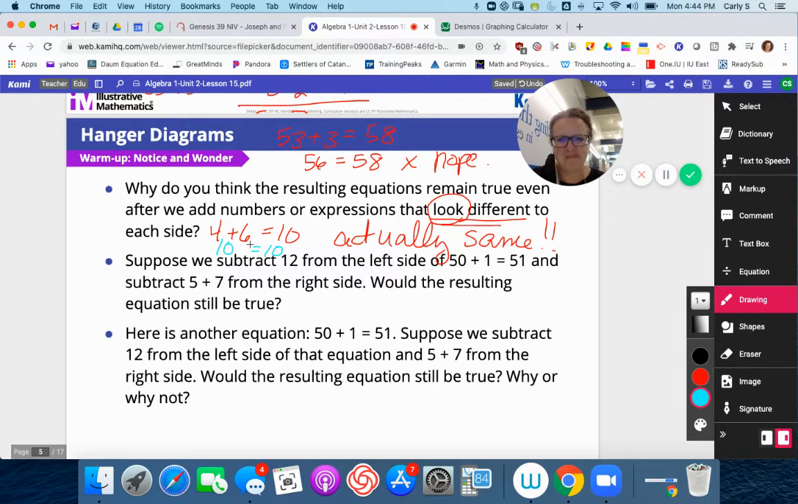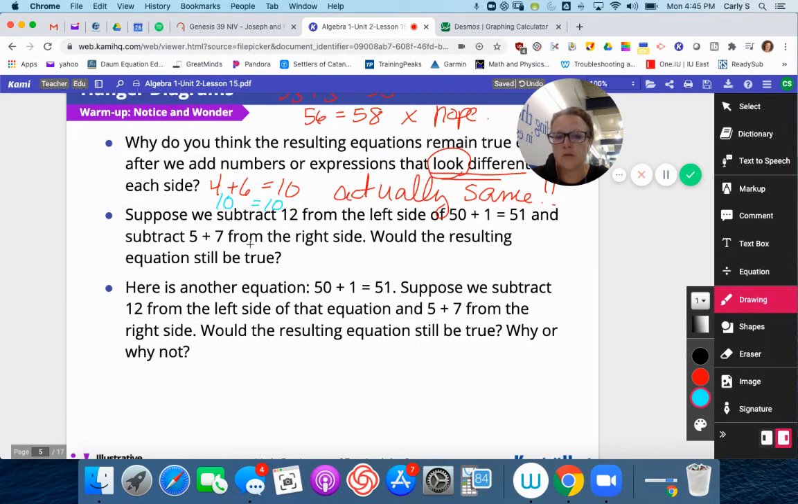Suppose we subtract 12 from the left side and subtract 5 plus 7 from the right side. Would the resulting equation still be true? Yes, because 5 plus 7 is equal to 12. Okay, because they are equal. It's still true. So we have 50 plus 1 equals 51.